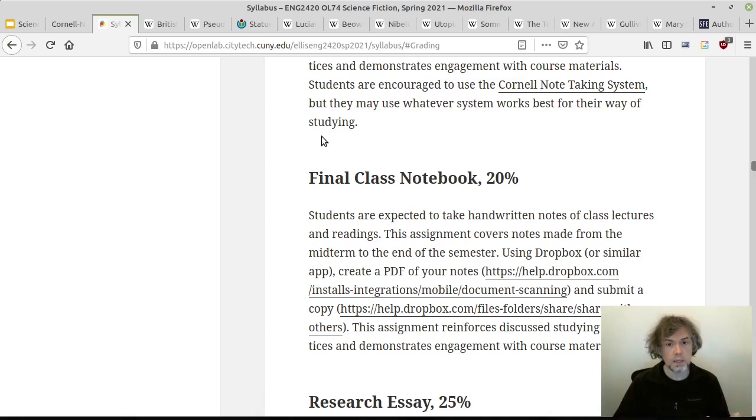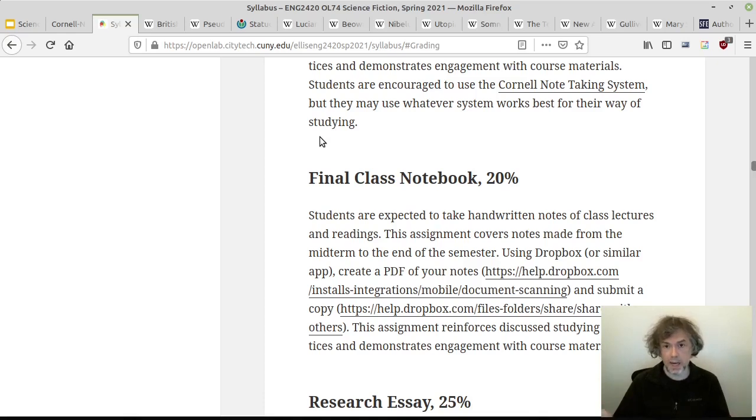And all I'm grading that on is best effort. I encourage you to use the Cornell method, but you don't have to use the Cornell method if you already have an established way that you make notes. But what I do say for these assignments is that the note-taking has to be done by handwriting, not by typing your notes up into a computer.